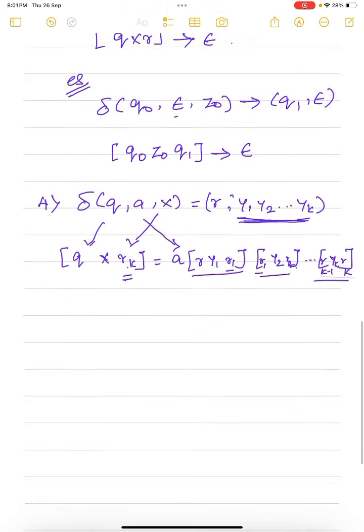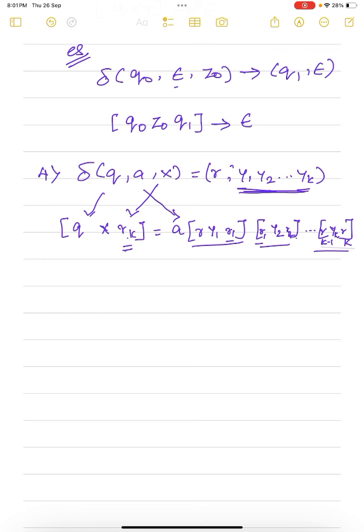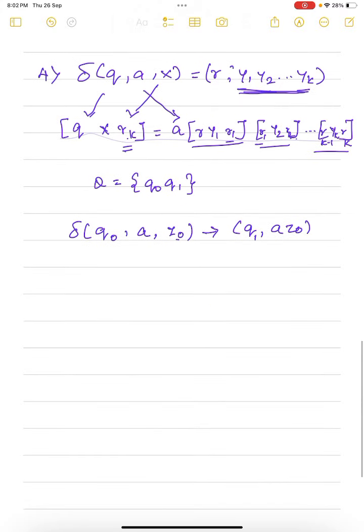So let me take one example and explain this rule clearly. Here again we'll consider our set of states as Q0 and Q1. Okay. Let me take one transition. Let it be Q0 comma A comma Z0 tending to Q1 A Z0. Okay. So whenever I have A Z0, I am moving to some other state with a push operation. Let us assume this is our pushdown automata transition.